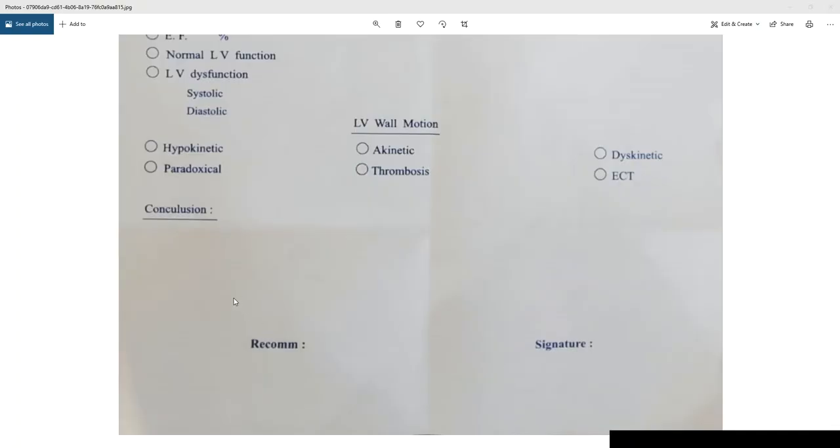So the cardiologist writes about the VSD in the conclusion of the echocardiography: the size of the VSD, left to right shunting, the Doppler jet of the VSD, and whether there is a thrombus on the VSD.